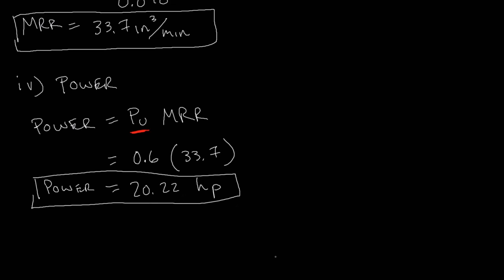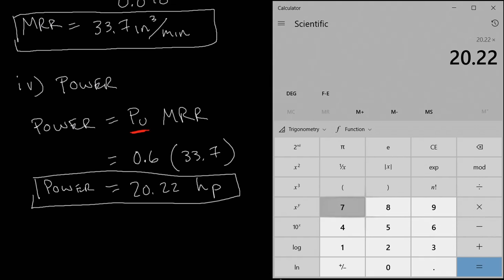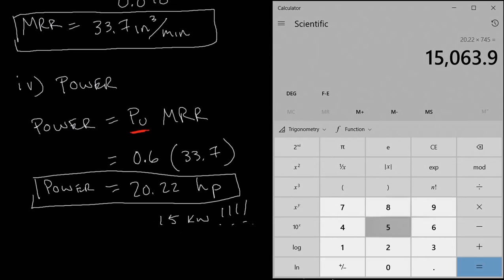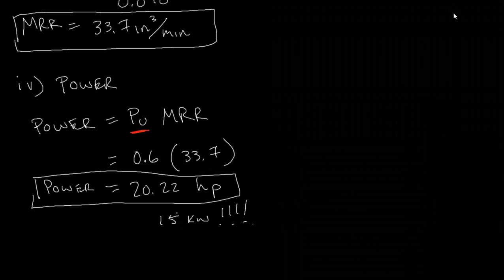So that is a lot of power. 20.22 times 0.745. That's 15 kilowatts. How many light bulbs is that? Divide that by 60. It's 250 incandescent light bulbs. That is a lot of power. Just a lot of power.